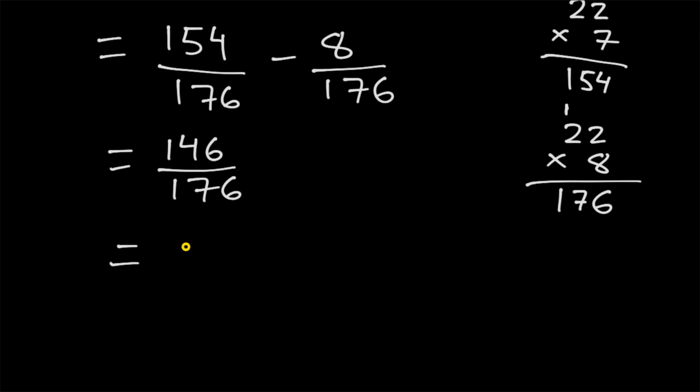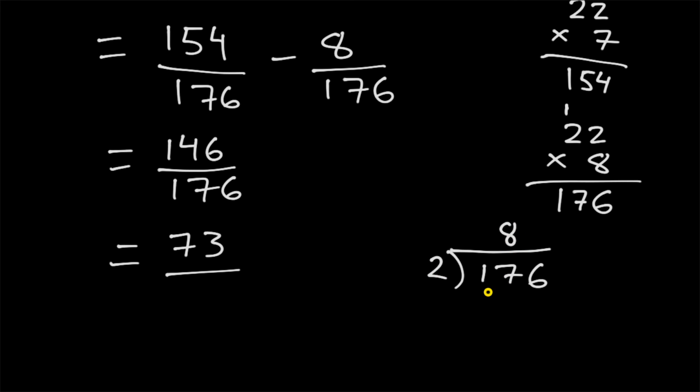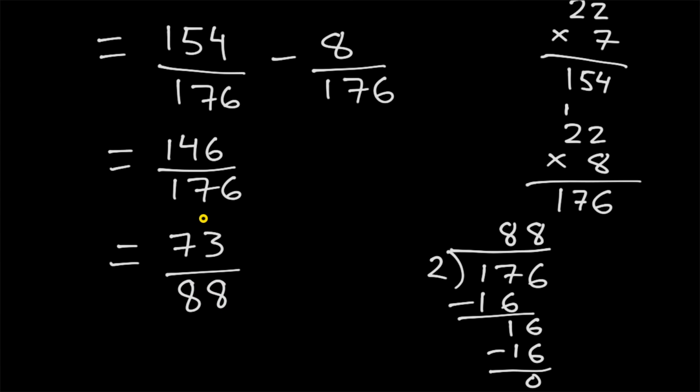So 146 divided by 2 is just going to be equal to 73. And 176 divided by 2, well, 2 goes into 17 8 times. 8 times 2 is equal to 16. Subtract, 1, drop down the 6. 2 goes into 16 8 times. 16, 0. So it's equal to 88. So your final answer is 73/88.